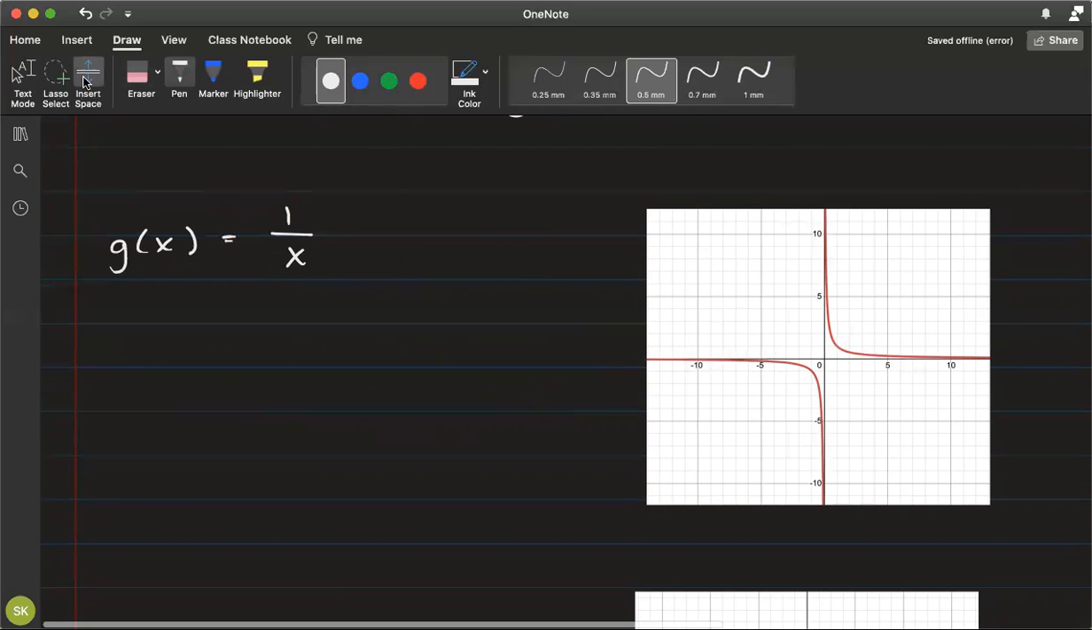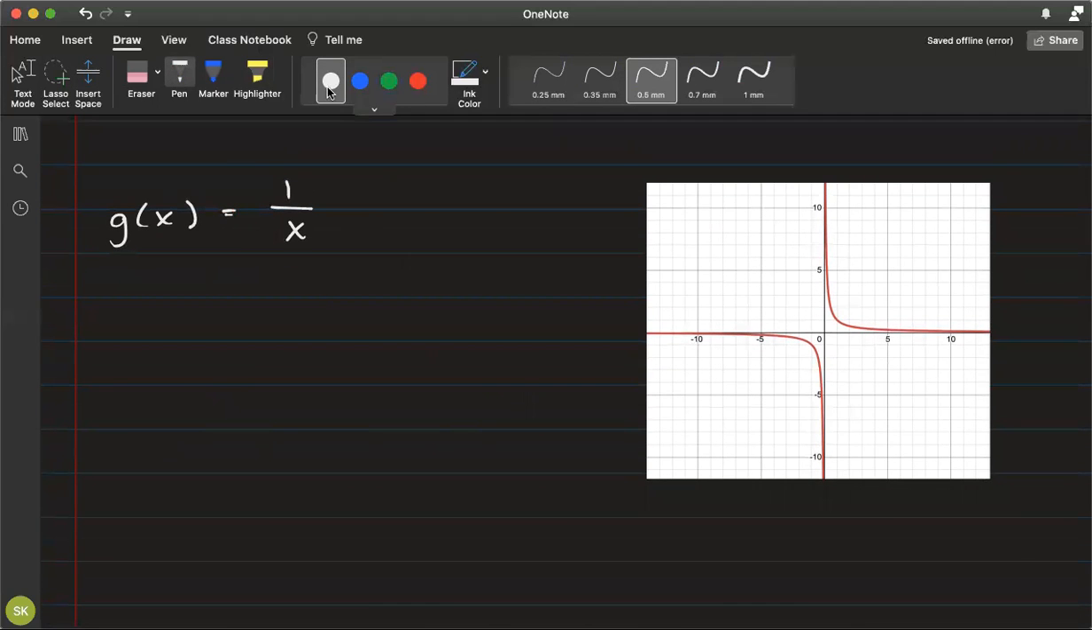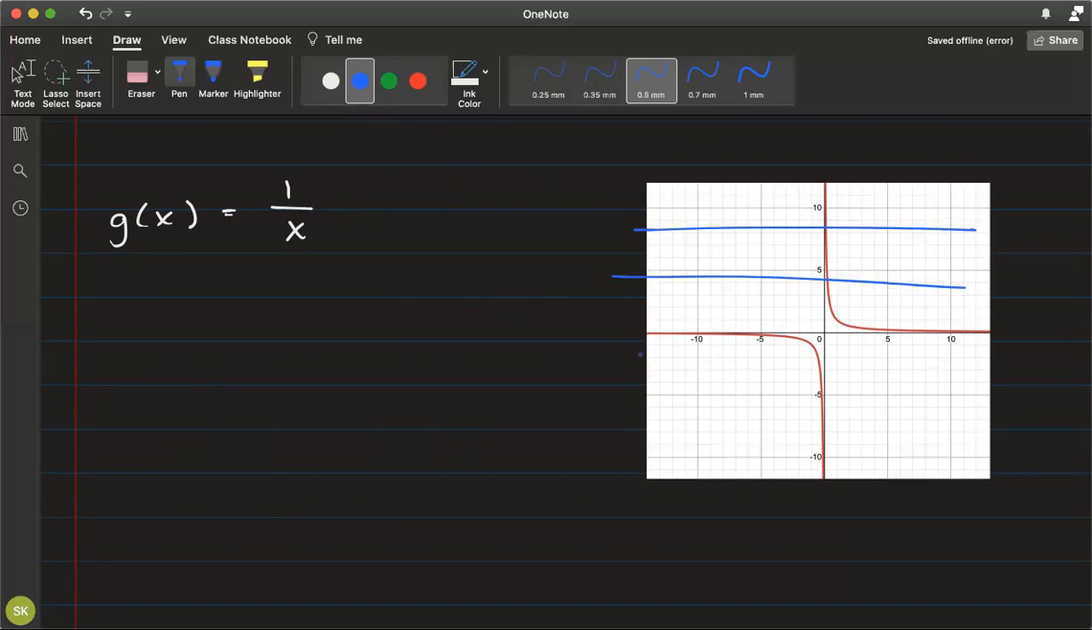Here's a picture of a rational function. G of x is equal to 1 over x. Remember that a rational function is a polynomial over a polynomial. Let's look at the graph. If we draw horizontal lines anywhere, you can see that we're just going to hit this graph one time.